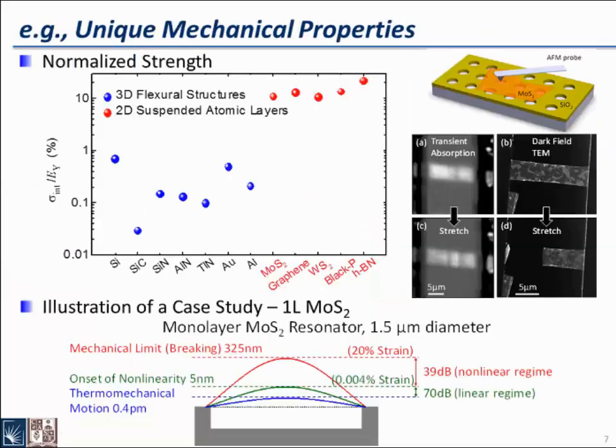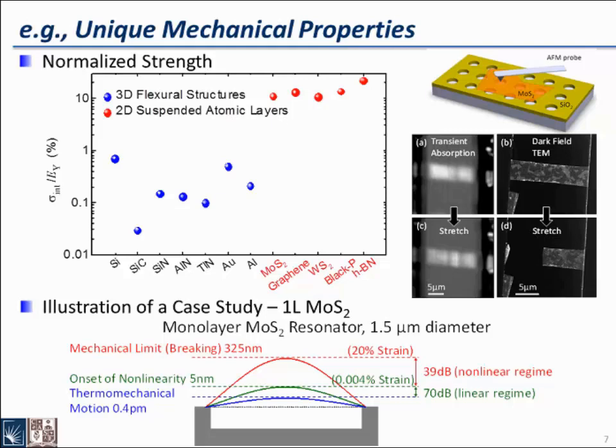Okay, so just zooming into that mechanical property, it's actually very striking if I plot the breaking strength normalized to the material's Young's modulus. So the blue dots are conventional MEMS and NEMS materials, ranging from silicon carbide to metallic material like titanium nitride. And the red ones are these atomic layer 2D structures. You can see their breaking strain normalized to crystal Young's modulus is orders of magnitude higher. And I use this membrane cartoon. This is based on theoretical calculation.